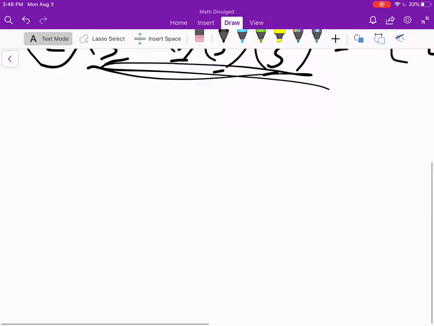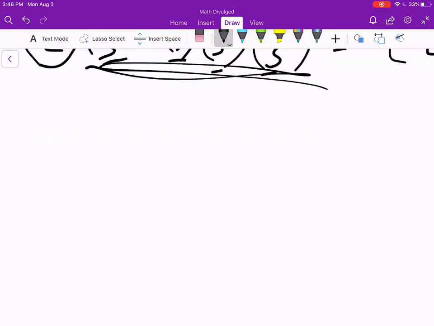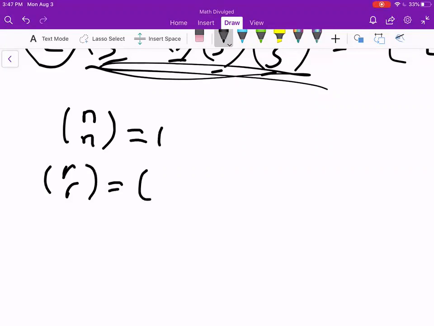But the key to starting this telescoping is we write r choose r as r plus 1 choose r plus 1. The reason is that they're both equal to 1, because n choose n for any number n is always equal to 1. So therefore, r choose r is equal to r plus 1 choose r plus 1.